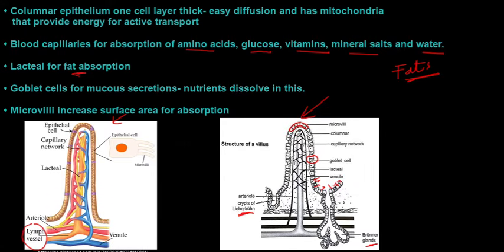So the crypts of Lieberkühn basically secrete intestinal juices that will help with the digestion process, and then the Brunner glands secrete an alkaline substance that will neutralize the acidity of the chyme that is coming in from the stomach into the intestines. Because remember, the food has now just been mixed with hydrochloric acid and all of these gastric juices that help with the digestive system to get those foods into a soluble form. So the Brunner glands secrete an alkaline substance just to neutralize the acid in the chyme.